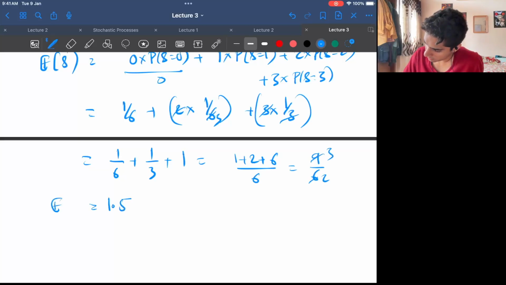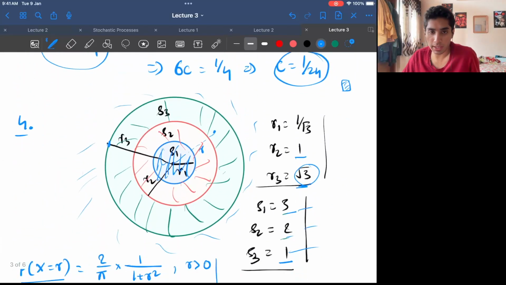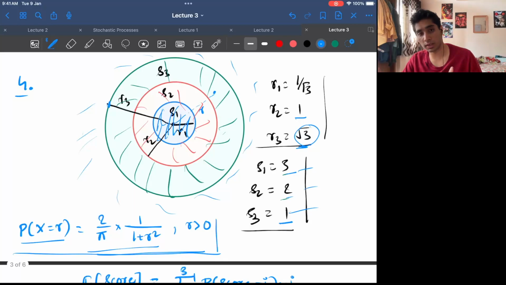So this is the expected value of your score. These are all simple calculations. I mean, it is lengthy but all the calculations are simple. I hope you will agree on that. So if you hit a dart on this dartboard, you should expect a score of 1.5 basically. So the average score that you can expect is sort of 1.5, 3 by 2.